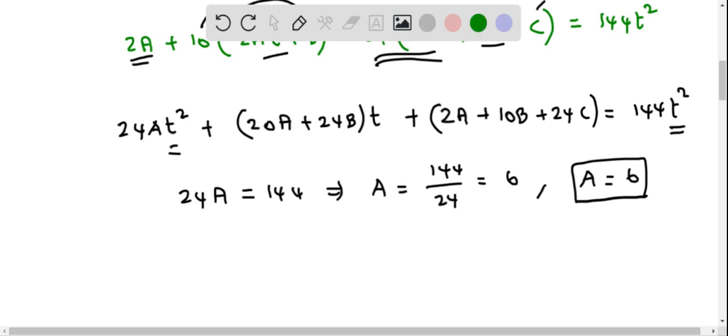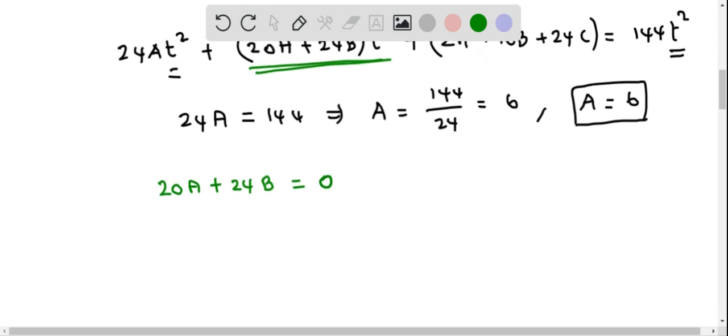Now let's equate the coefficient of t. Here the coefficient of t is 20a plus 24b, and this equals, on the right side we don't have any t term, so we consider its coefficient as 0. So we say that 20a plus 24b equals 0. Now I'm going to substitute this value of a into this equation so that we can determine the value of b. So it is 20 times 6 plus 24b, and this equals 0.